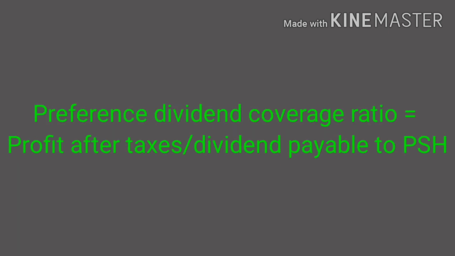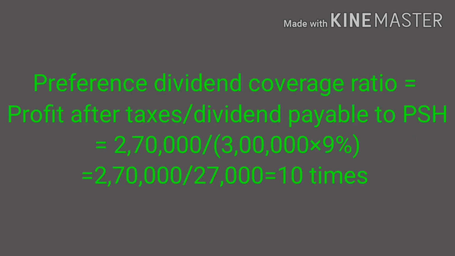Preference dividend coverage ratio is equal to profit after taxes divided by dividend payable to preference shareholders, because profit after taxes is the amount available to the preference shareholders for making their payment. Profit after taxes is given as 2,70,000 rupees and the preference dividend we can calculate as 9% of 3 lakh, that is 27,000. Substituting these two values, we get 2,70,000 divided by 27,000, which is equal to 10 times.